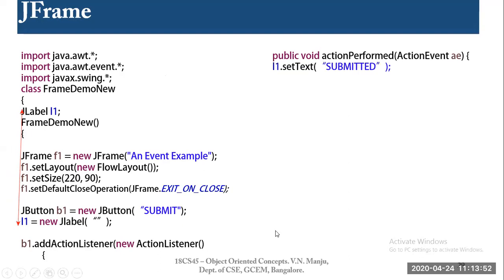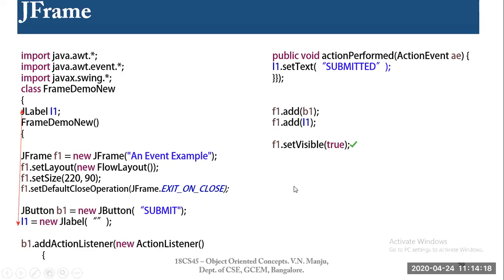Now L1.setText of Submitted. Now it is closed. It is the same as the action listener in an applet. Now you add the button B1 and add the label L1. Done. And a very important thing, you have to set this as visible. If you don't set it as visible, this will not work. Frames will not work. So setVisible is very important.